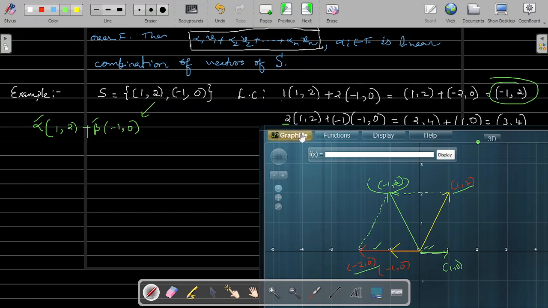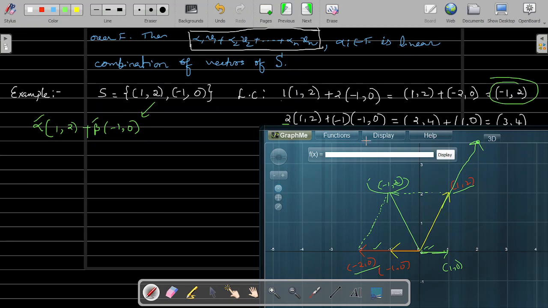Similarly, take alpha equal to 2 and beta equal to -1. One more linear combination of these two vectors you will get, that is (3, 4). That is, (1, 2) is stretched. Now I am increasing the length. Increase it till the length becomes (2, 4). It goes to the new vector (2, 4). Another is -1 into (-1, 0). (-1, 0) is here.